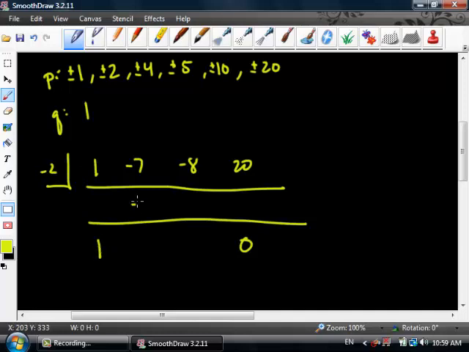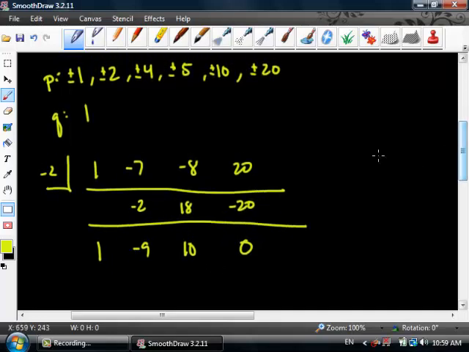This is a 1, this is a -2, this is a -9, this is a positive 18, this is a 10. Wait, that's actually really weird. Julia, good job. So, once that works, what do we say?